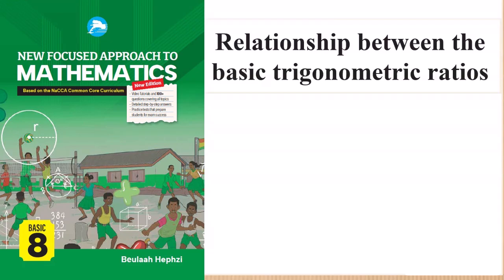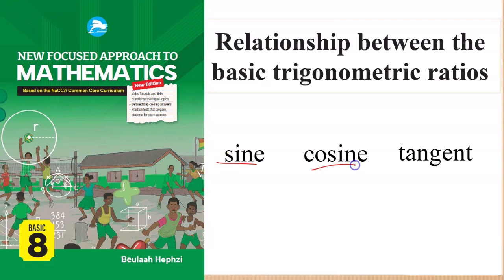This is the revised edition, and in this video we want to look at the relationship between the basic trigonometric ratios. Now we want to look at the relationship that exists between basic trig ratios, more especially when we are dealing with right angle triangle. And so with right angle triangle, we have basic ratios as sine, the complement of sine, that is the cosine, and then the tangent. So in a short form, we say sine of an angle, cos of an angle, and tan of an angle. We want to look at the relationship between these trig ratios.